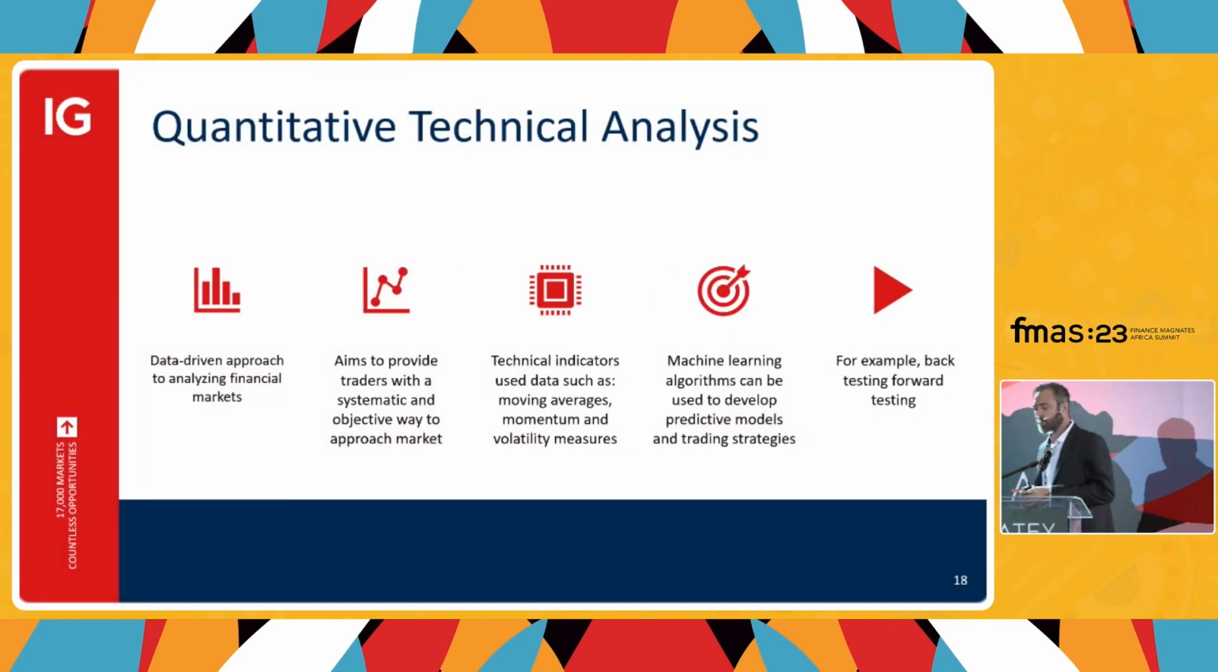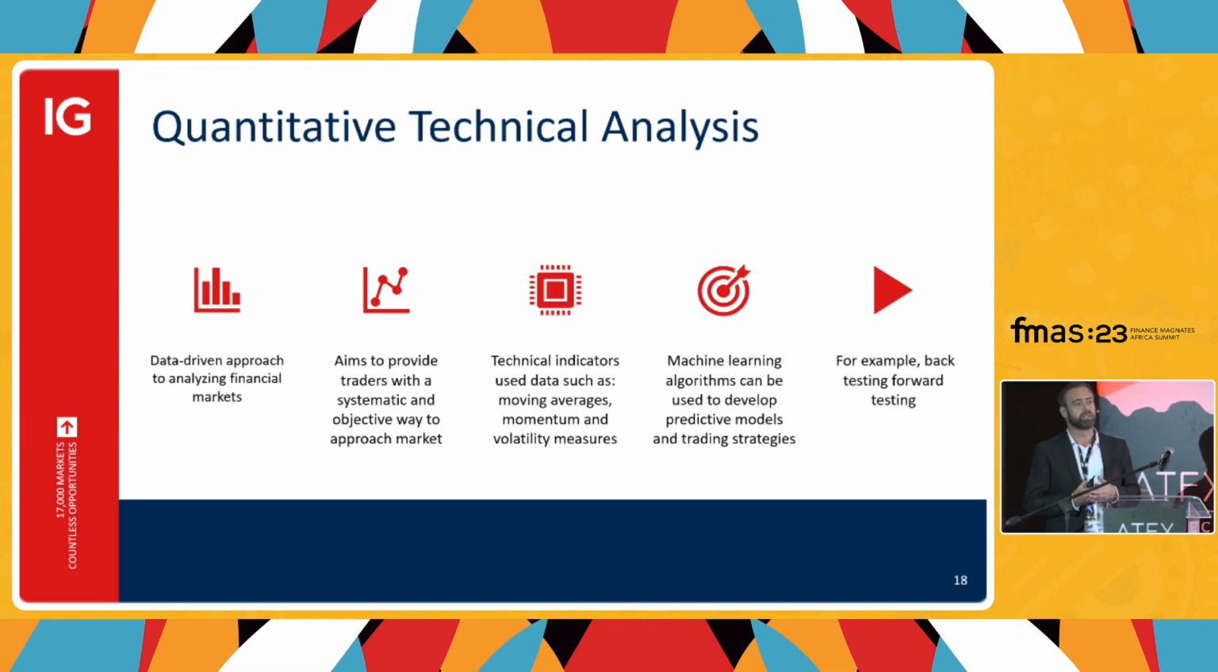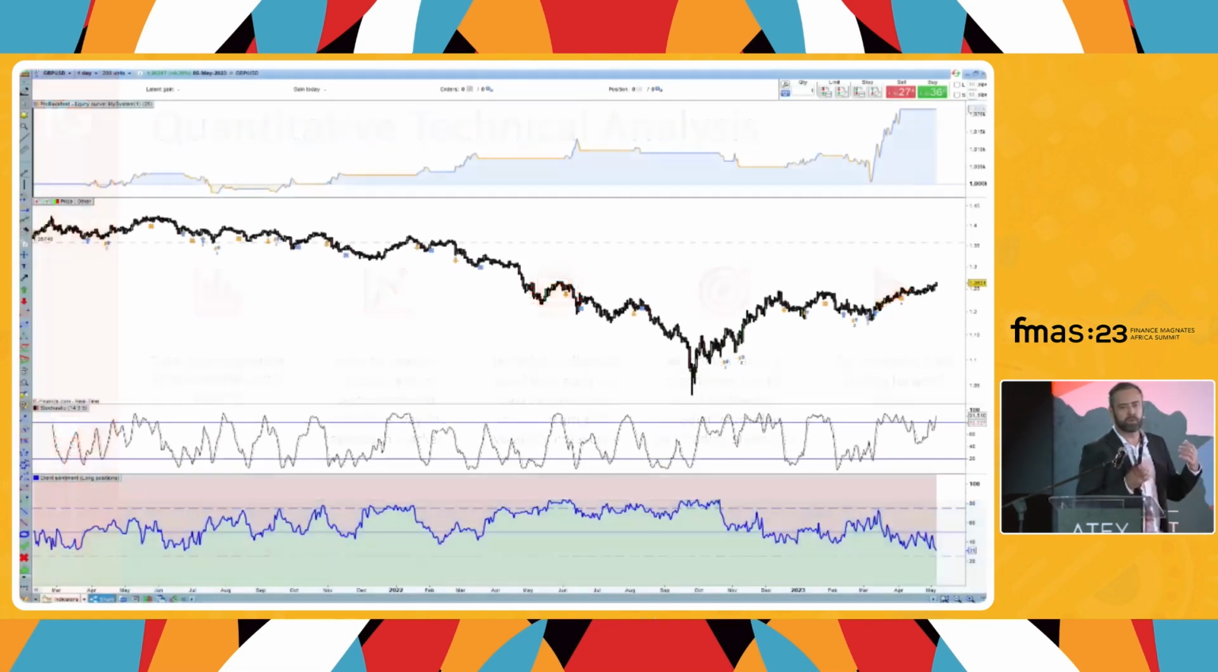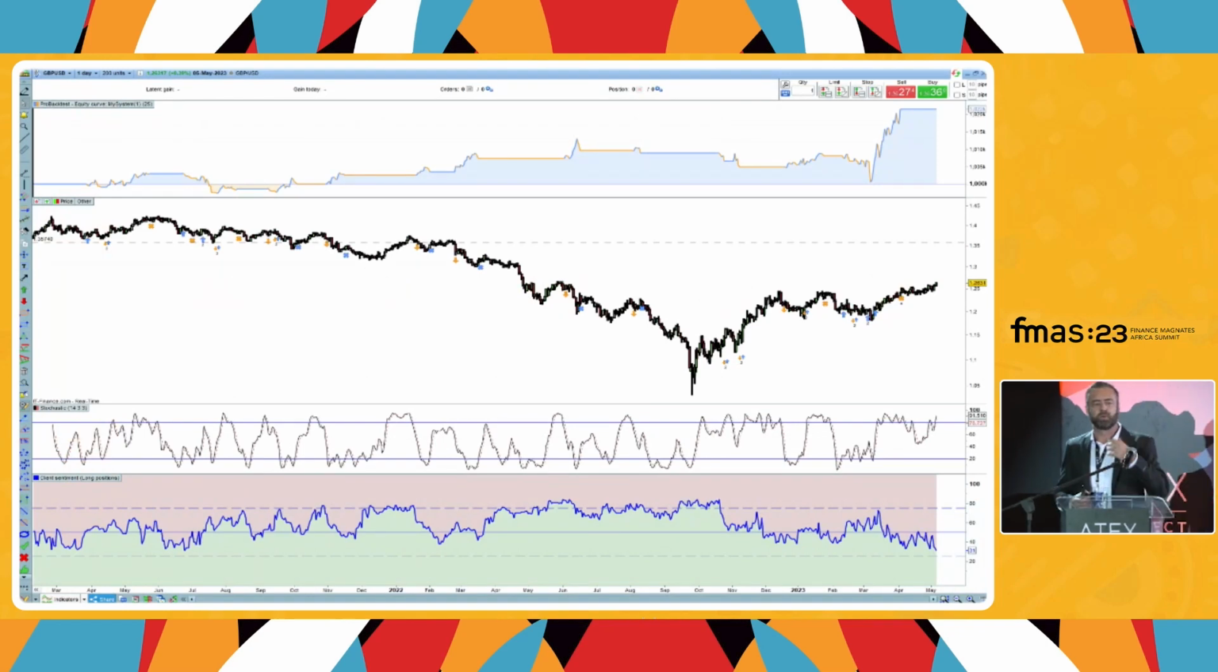Now, the whole idea here is you're trying to quantify what you're doing in trading. So you'd be looking at a data-driven approach. You'd be looking at some statistics on the markets. You'd be using your normal technical analysis tools, your moving averages, your stochastics, volatility measures, all things like that. You might make use of something like a backtesting system like IG's advanced charts, which we're looking at right now.